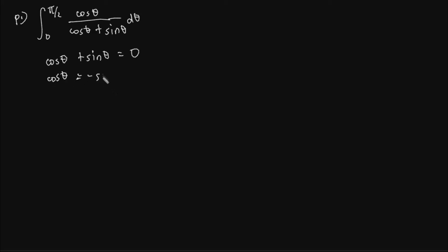So for p, we have 0 to pi over 2, and then the integral of cosine theta divided by cosine theta plus sine theta. Okay, now remember, we have to make sure na hindi nagsi-zero yung ating denominator. So for this, we set this equal to 0, and ano ba yung value nung theta natin na magpapa-0 dito sa ating expression. Now, this is only true when you're at the fourth and second quadrant.